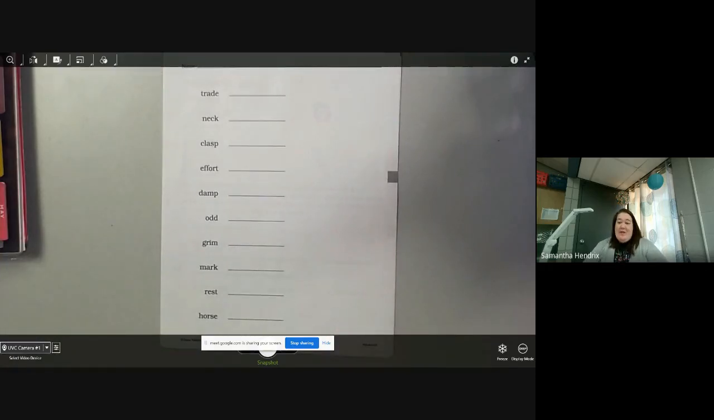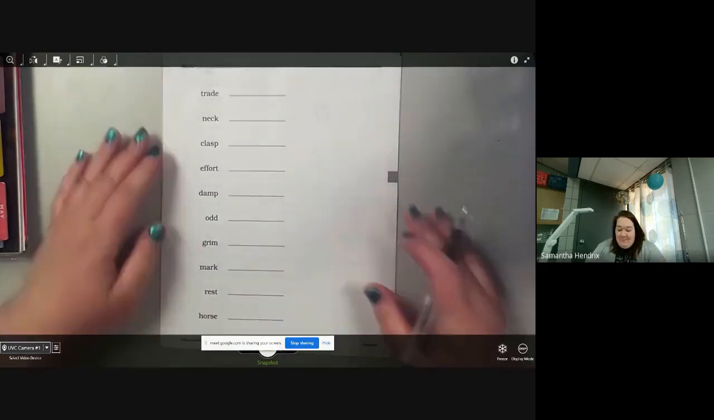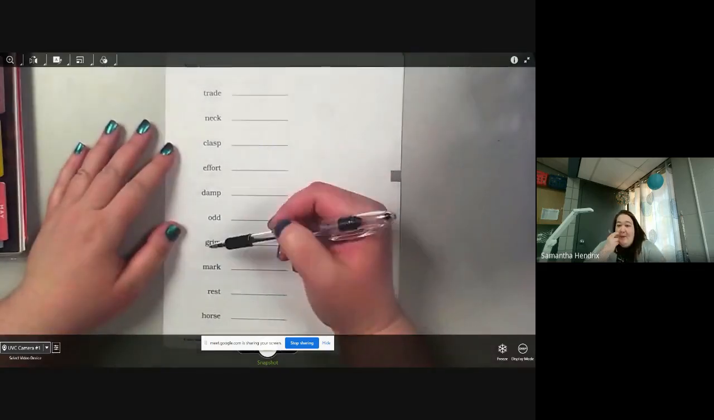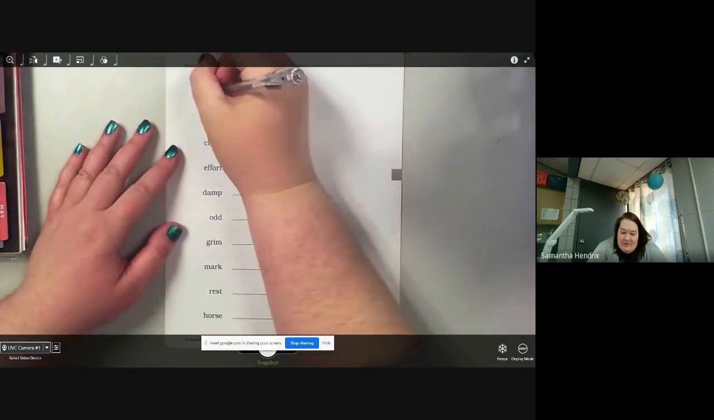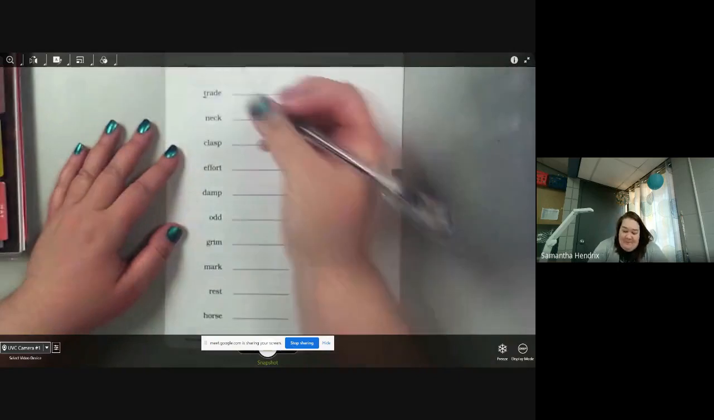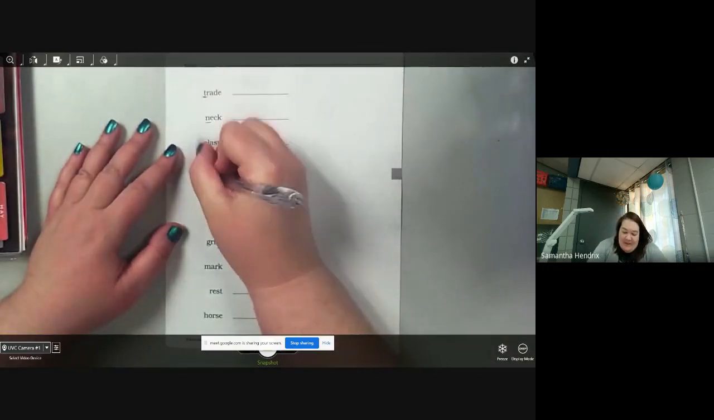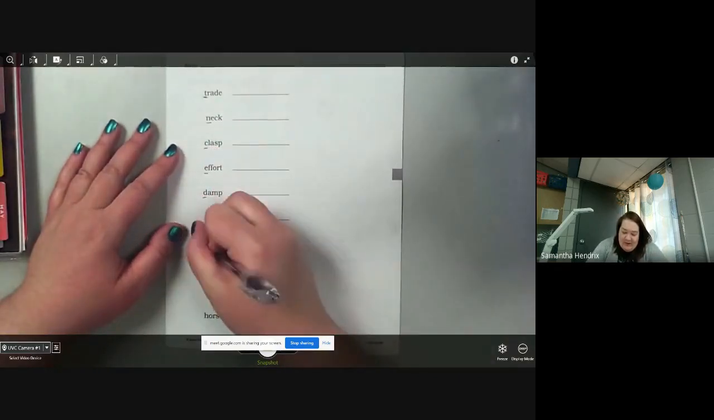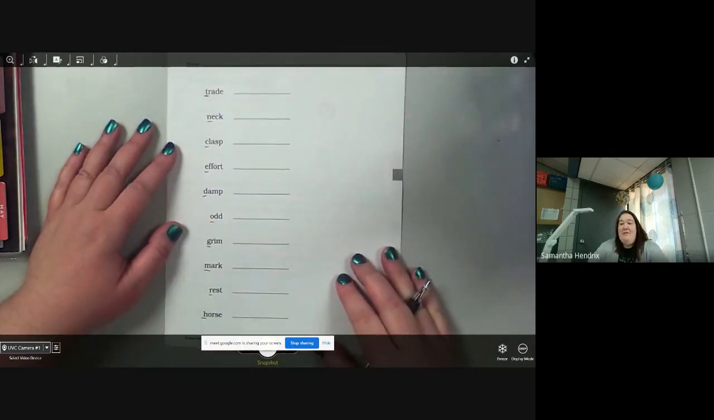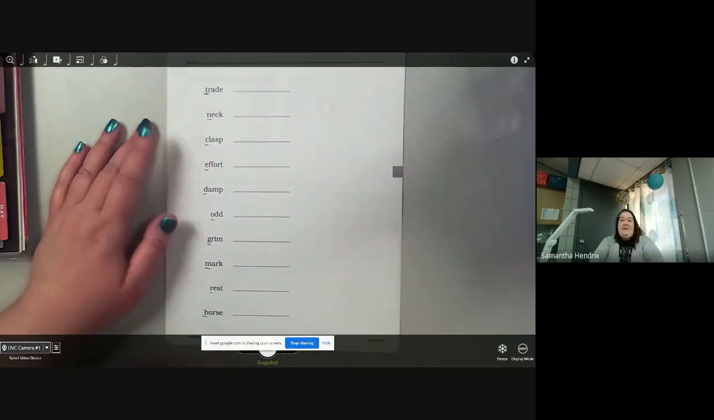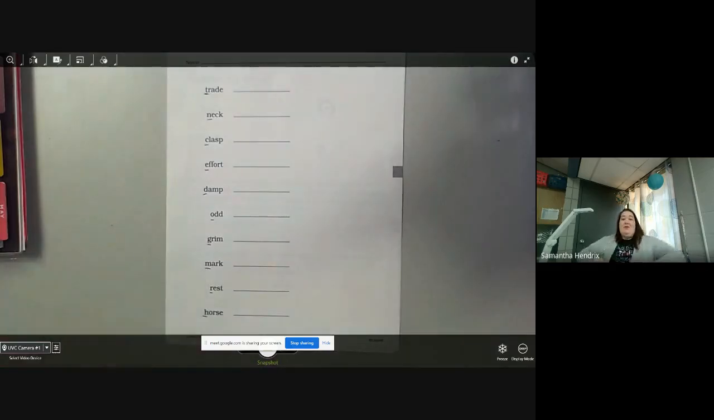So first we're going to do some alphabetizing, ABC order, okay? So we're going to go through here and we are going to underline the first letter of each word. So we have a T, N, C, E, D, O, G, M, R, H. So go ahead and do that. Just underline the first letter. Okay? Then, just like normal, we're going to start saying the alphabet in our head.